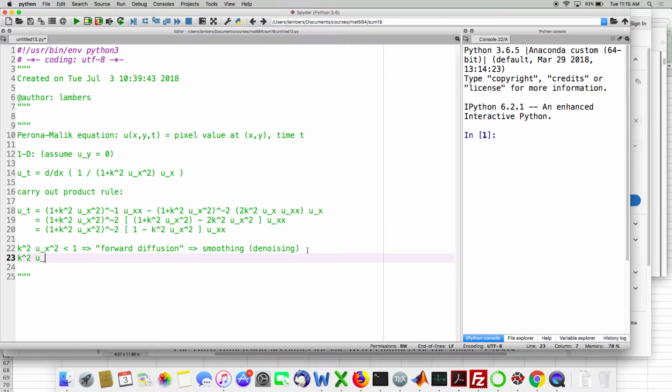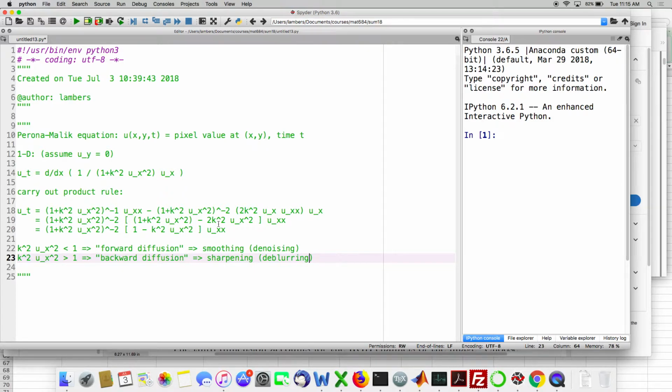Now, otherwise, we have backward diffusion because this coefficient goes negative. That's going to happen when ux is relatively large. In other words, there's a sharp change in the image indicative of an edge. We don't want to smooth edges. That would cause blurring. So we have sharpening with the opposite effect. So Perona-Malik was contrived to perform both. So it does. Near edges, it sharpens, and away from edges, it smooths.